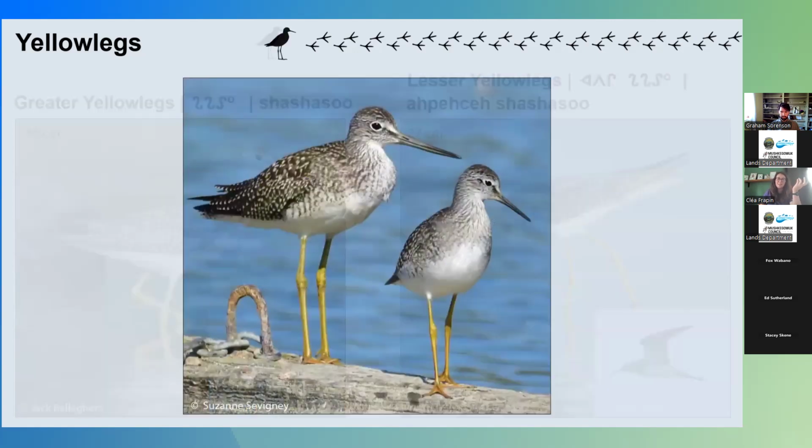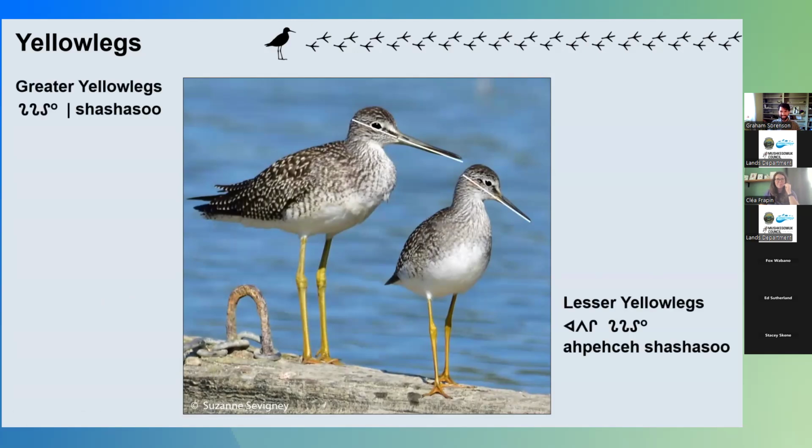So now, let's look at them next to each other. If you want to take the chance to write in the chat, is the greater yellowlegs on the left or on the right? And where is the lesser yellowlegs? I think it's pretty obvious when they are next to each other.